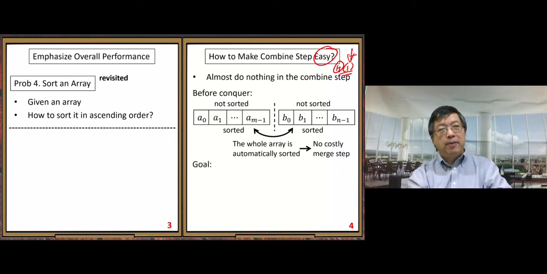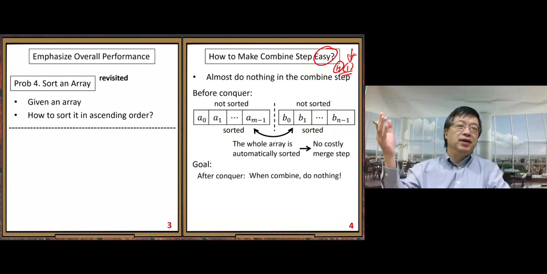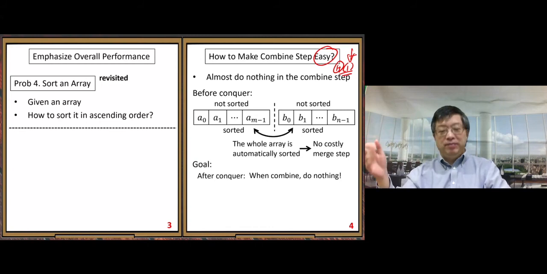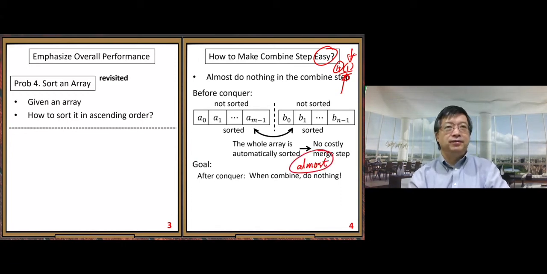So now the goal: after conquer, when we combine, do nothing. Or almost do nothing, because you still need to do a very little bit. So we can say almost do nothing, but here I just want to save some space, so I put do nothing.